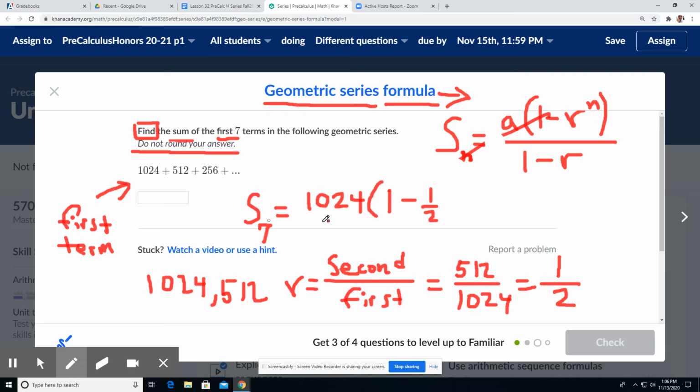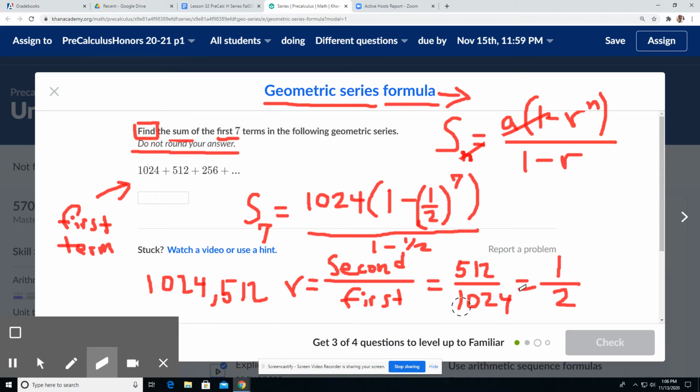Now it's to the 7th power. Even though it's to the n right here, you have to put this in parentheses. Otherwise, it would mean it's just the 1 to the 7th. But 1/2, all of R, is to the 7th power, all divided by 1 minus 1/2. All right, let me get rid of this stuff down here.